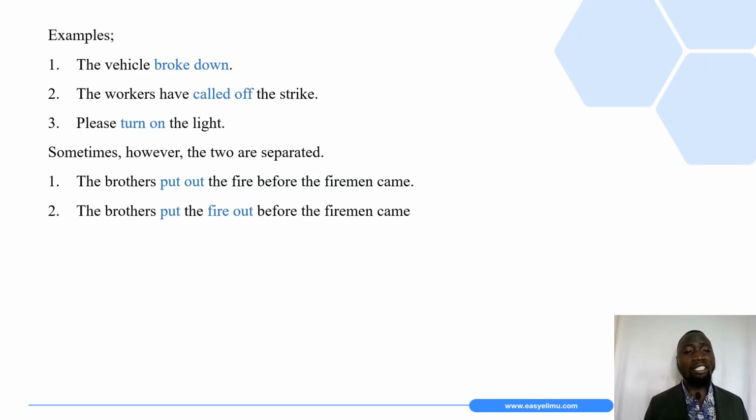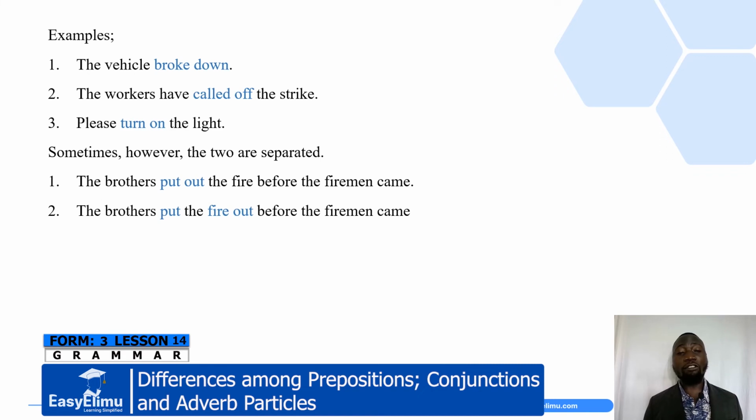Then the second sentence: the workers have called off the strike. Called off means that the strike has been ended. Then the last example: please turn on the light. To turn on the light is switching on the light. Dear students, if you look at the three sentences, and focus on those written in blue ink, you realize that they are made up of adverbs used together with verbs to form another meaning that is different from the literal meaning.